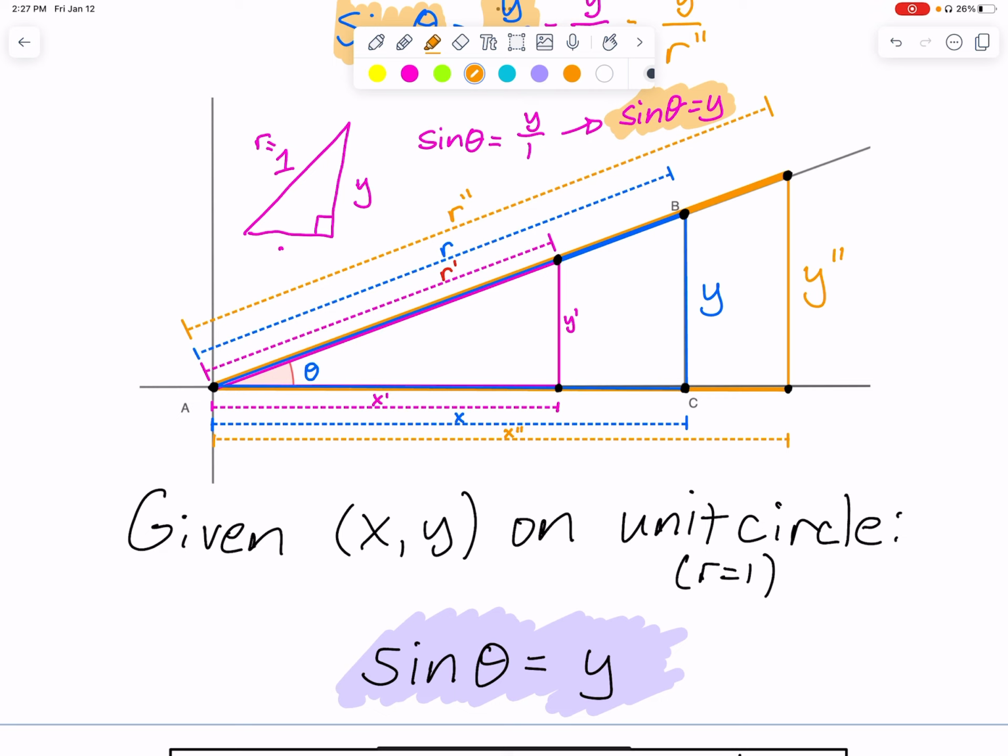Given x, y on a unit circle, right? If the radius is 1, like the pictures that we've been looking at in the past videos, then I have this very special ratio right here. This is huge. This is going to be the rest of your STEM. You're going to use so many sines and cosines. Sine is y over r. That is the actual definition. Sine is y over r, where r is the radius or the hypotenuse. We could even say y over h if you would like.